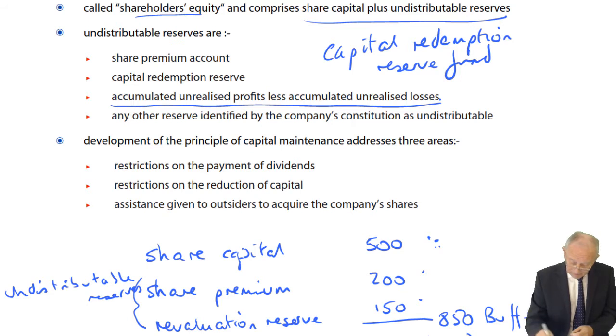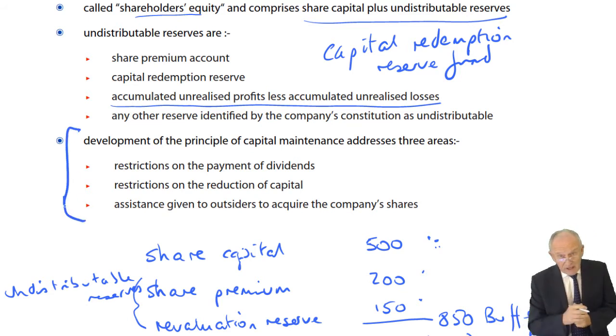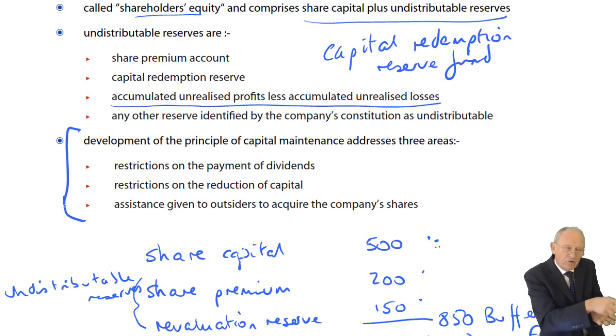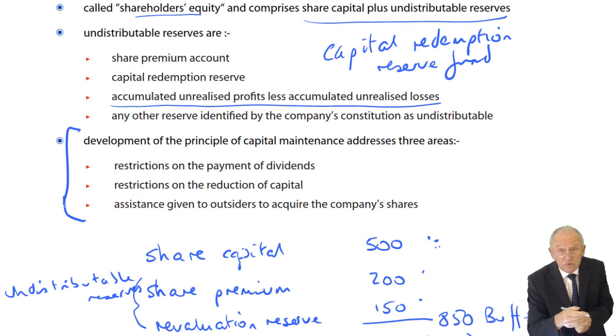The development of the principle of capital maintenance addresses three areas: the payment of dividend, the potential reduction of capital, and assistance given to outsiders to purchase the company's shares. So it's giving money to outsiders who will then use that money to buy the company's shares. The effect is the company is buying its own shares, and that's not allowed.